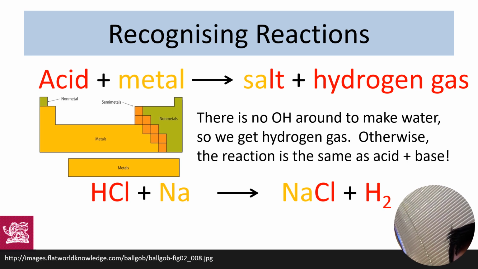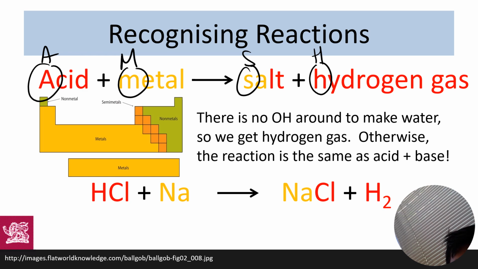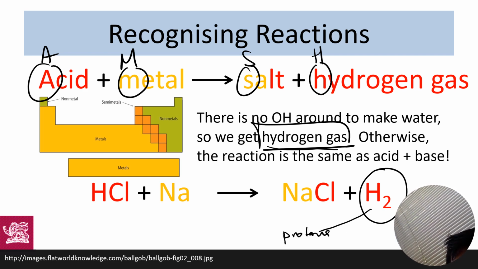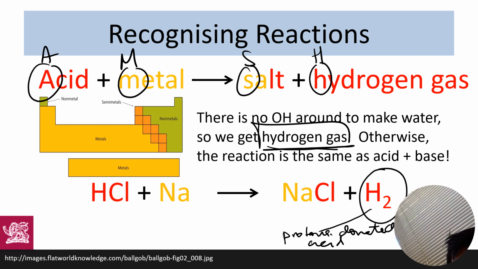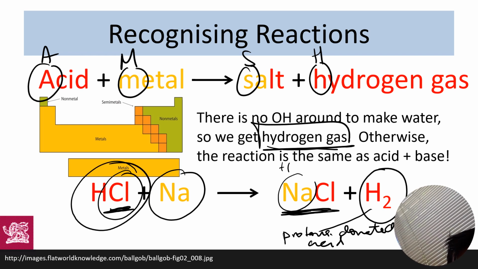With this one, which I like to call MASH, acid and metal will then produce hydrogen gas, so H2. That's all from the protons donated by the acid. And the metal will become an ion. So this Na here is Na plus 1. And then the part that's not the proton of the acid will then become the salt.